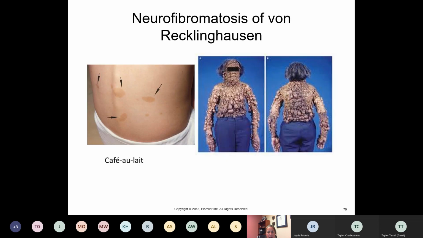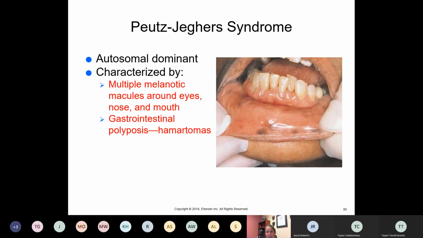Don't confuse café au lait of neurofibromatosis of von Recklinghausen with Peutz-Jeghers syndrome. We're going to see those melanotic macules in this patient too. Typically this one you're going to see around the lips, nose, mouth, eyes, in the facial region. And in this patient, remember Gardner syndrome developed intestinal polyps that become cancerous by the age of 30. In Peutz-Jeghers, these gastrointestinal polyps or polyposis are called hamartomas, and they're not malignant, so these typically are not a cancer problem.